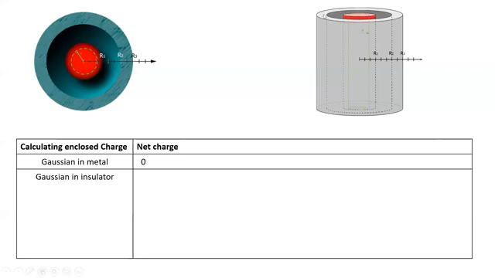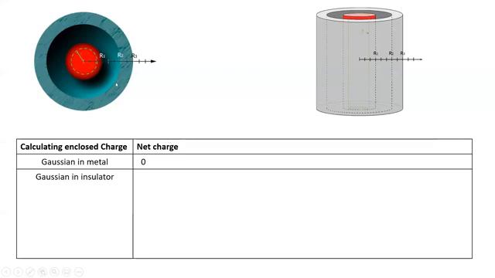If the Gaussian pillbox is in between the inner and outer surface of the shell, so it's actually inside the metal, then again, the net charge is zero. And if you're wondering why, it's because there's this induced charge on the inner surface that's the opposite polarity of this nested object in the center. And so those two cancel.